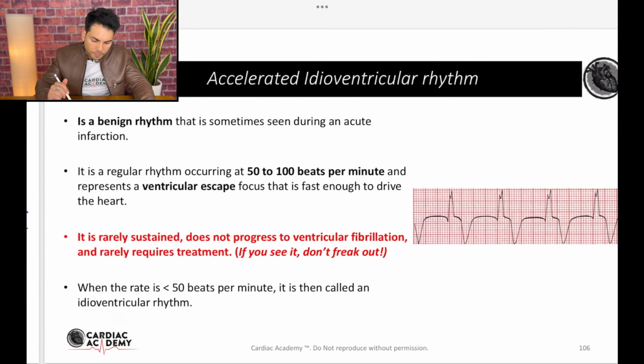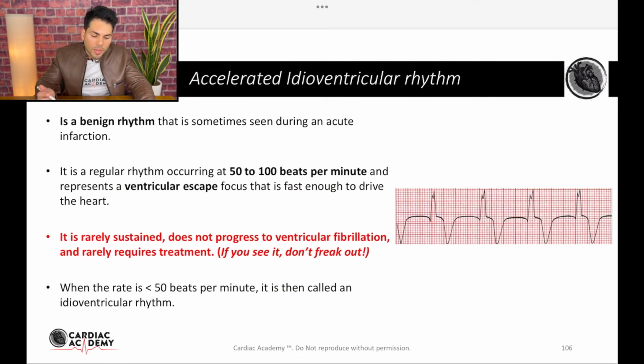Very good. Okay, and then finally we have accelerated idioventricular rhythm. We kind of talked about this already in a previous video, but the point I want to make this time around is that after an acute MI, you could potentially see an accelerated idioventricular rhythm, but in this case, it's actually benign and usually transient. It doesn't mean that your patient is going to have a worse prognosis because they develop an idioventricular rhythm. It's just something that you may see, okay?